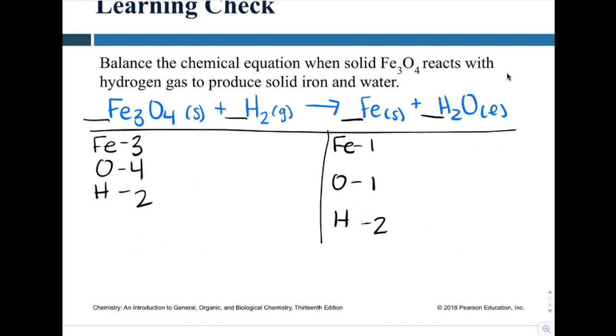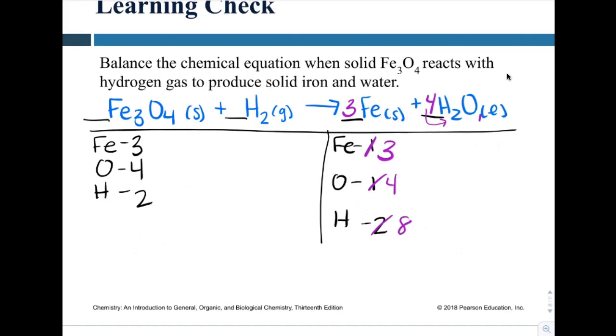I need these lists to be the same, so let's start with the irons. On the right side, if I put a 3 here, this will make me have 3 irons, which is great. So let's fix the oxygens. Oxygens, I need 4. So I have to at least put what here times 1 to give me 4. Well, I need a 4 to fit here. But then that's going to change my hydrogens. Totally fine. 4 times 1 is 4 oxygens. 4 times 2 is 8 hydrogens. I messed up my hydrogens, but we're going to go back and forth.